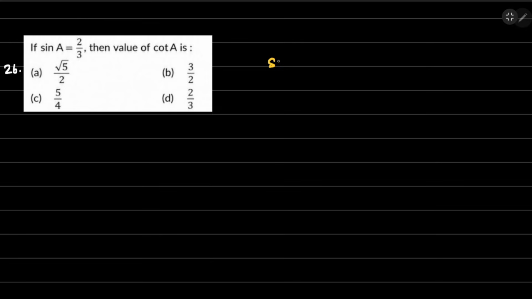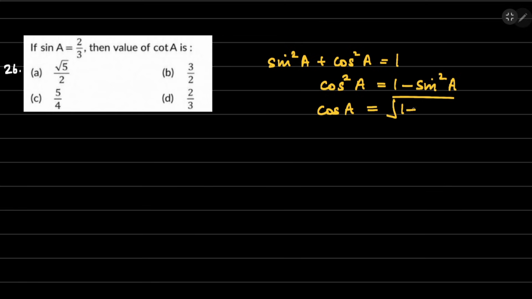See, you know sine square A plus cos square A is equal to 1. Cot is nothing but cos by sine, so you need cos. So cos square A will be equal to 1 minus sine square A. To get cos A, you have to take the square root on both the sides. Root of 1 minus sine square A, which is root of 1 minus, so just apply sin A is 2 by 3, so 2 by 3 the whole square.